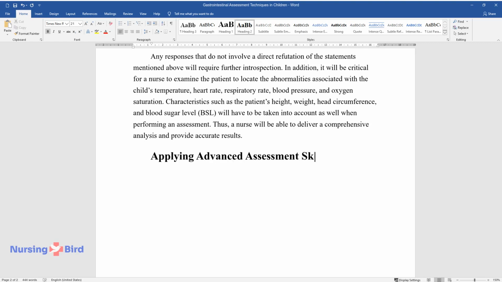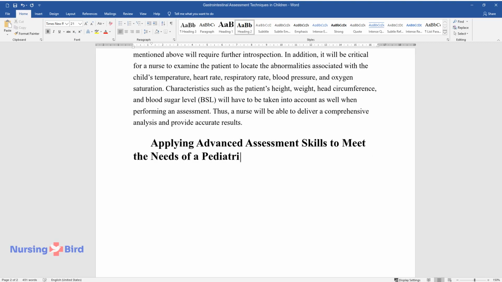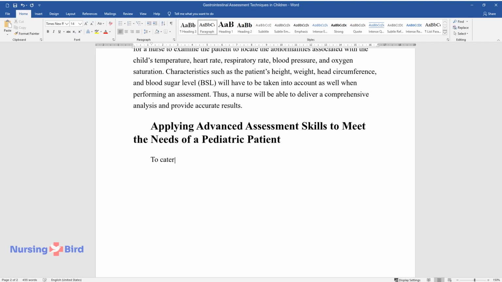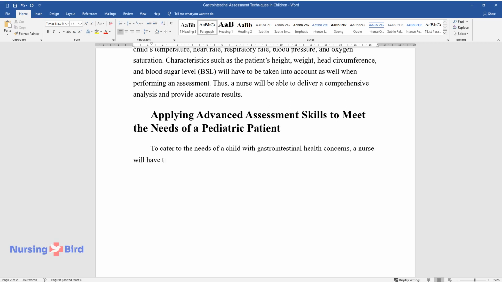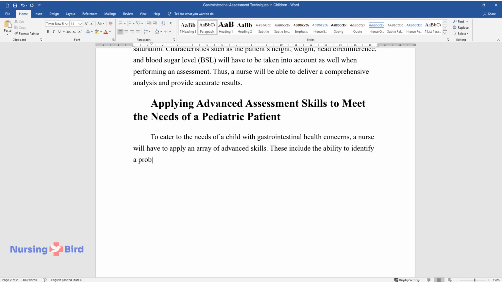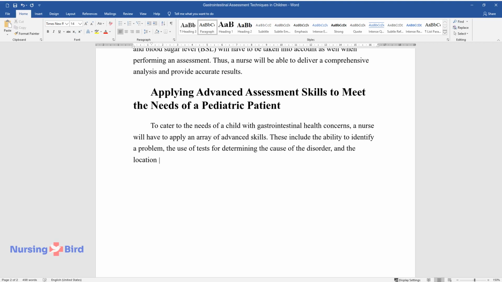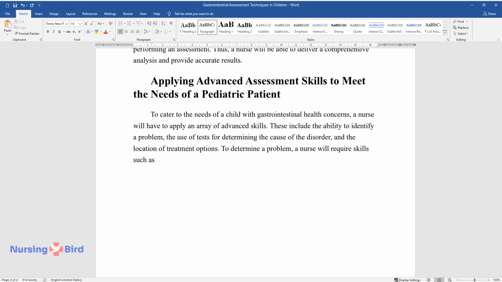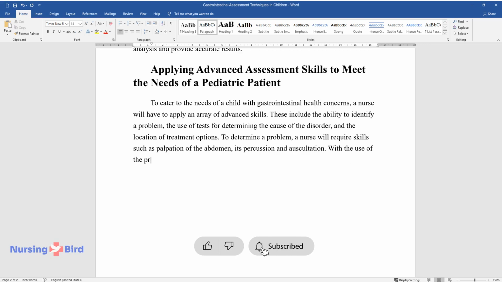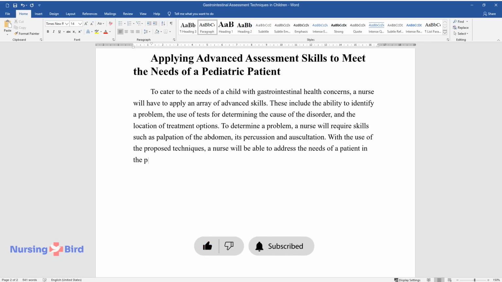Applying advanced assessment skills to meet the needs of a pediatric patient. To cater to the needs of a child with gastrointestinal health concerns, a nurse will have to apply an array of advanced skills. These include the ability to identify a problem, the use of tests for determining the cause of the disorder, and the location of treatment options. To determine a problem, a nurse will require skills such as palpation of the abdomen, its percussion and auscultation. With the use of the proposed techniques, a nurse will be able to address the needs of a patient in the pediatric setting.